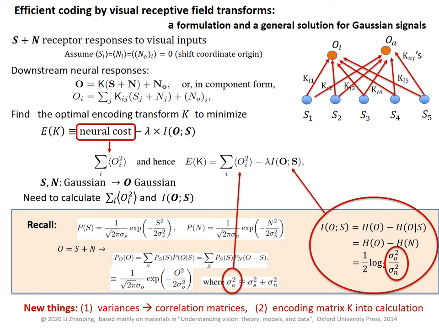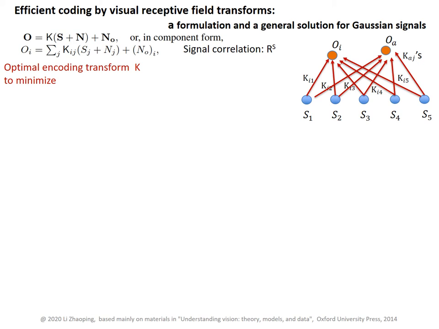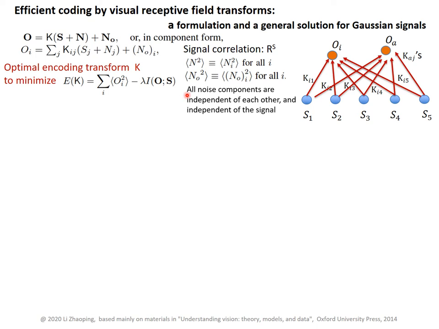Again, we optimize transform K to minimize this E(K). We denote the variance in each input noise as N squared in this symbol, and in each output noise by that. We also remember that all the noise components are independent of each other and independent of the signal. Now let's calculate this output correlation matrix. We denote it as R_O, and its matrix element IJ is defined by the correlation between O_i and O_j. Let's then expand it out explicitly.